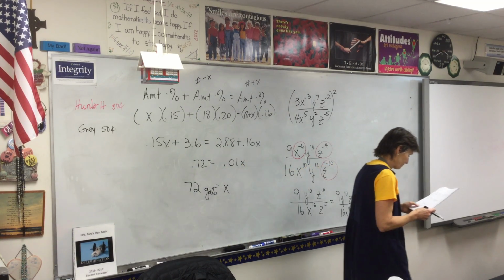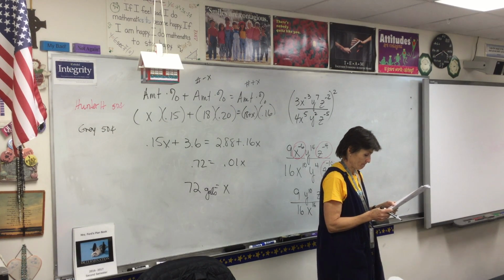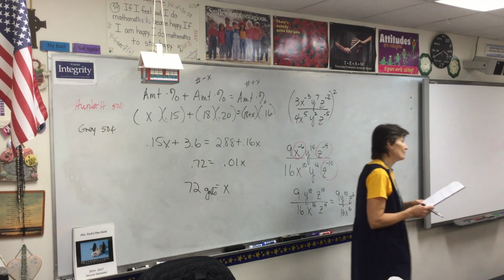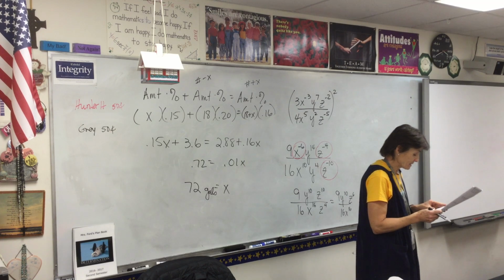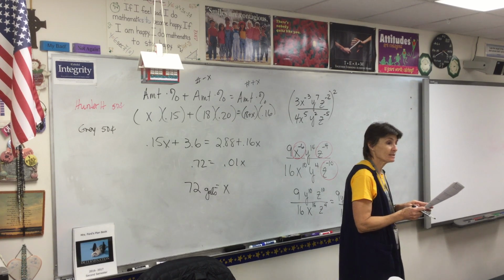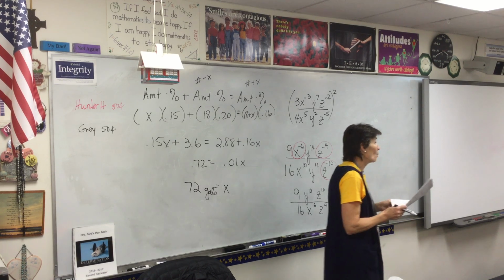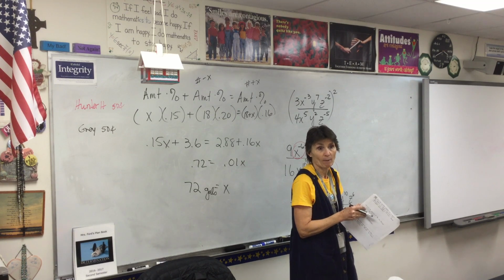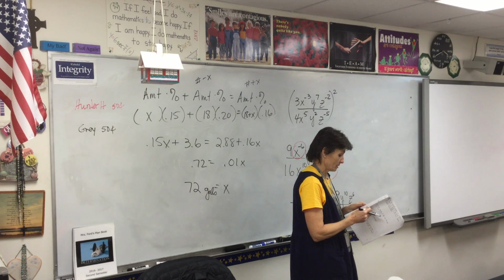What's B? Distributive. Distributive. What's C? Additive identity. Very good. Additive identity. And what's D? Associative of addition. Now, I will tell you there is only one property question on the exam, but there is a property question, and it will be one of those properties.